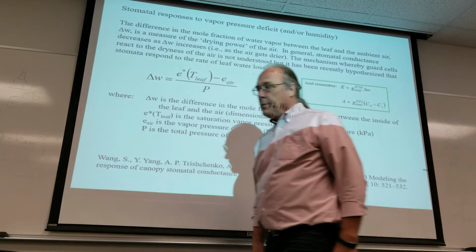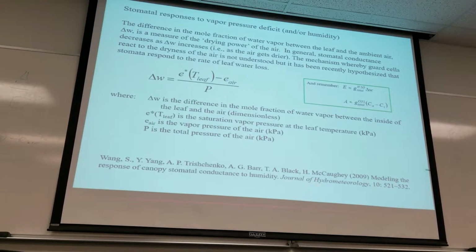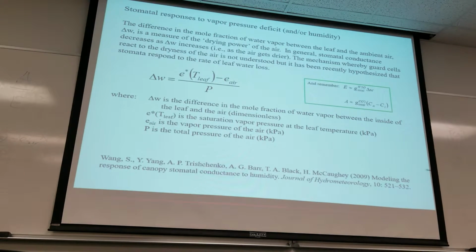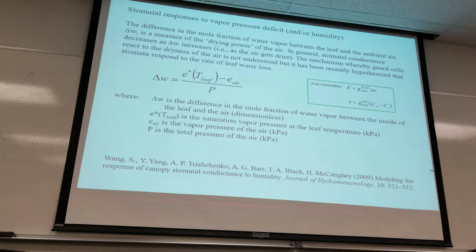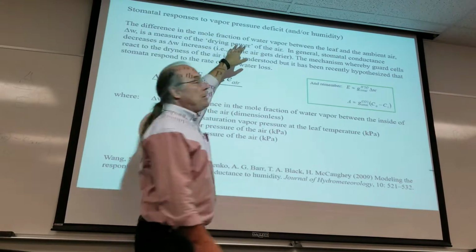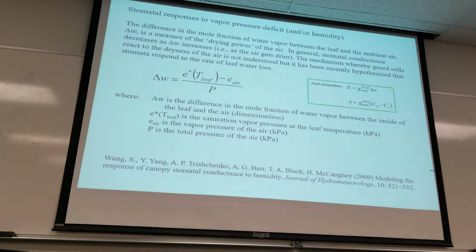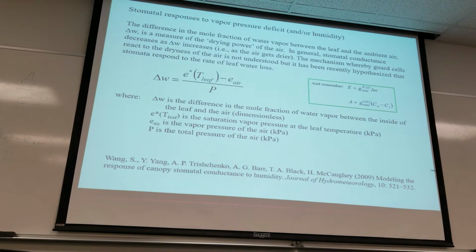Now, this brings out the question of what is it about water that the guard cells respond to? What's going on? Again, just like CO2 concentration, the general response of stomatal conductance to the dryness of the air, expressed either as relative humidity or vapor pressure deficit, is to close the stomata. As the air gets drier, the stomata close. As the air gets more moist, the stomata open.